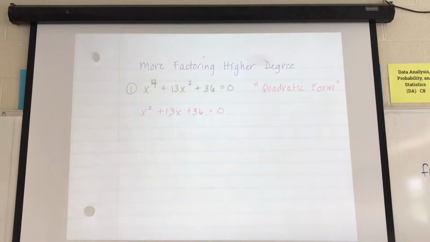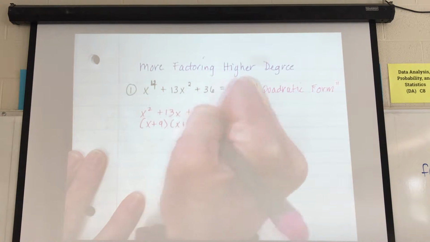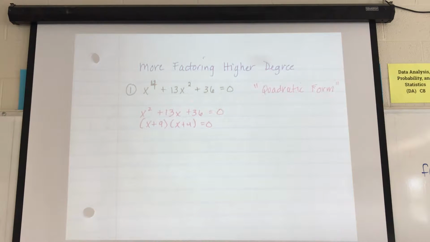I look at that and I say, can I find numbers that have a product of 36 and a sum of 13? And the answer is yeah, I can. 9 and 4. And I would go x plus 9 and x plus 4, and then I would solve. It's easy. That would be easy. So the question we're asking ourselves is, can I find a way to modify that so that I can factor this thing that's x to the 4th?